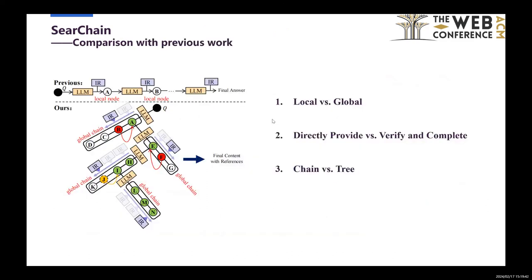This is the comparison between our method and previous work. The first is local versus global. The second is directly provide versus verify and complete. The third is chain versus tree.